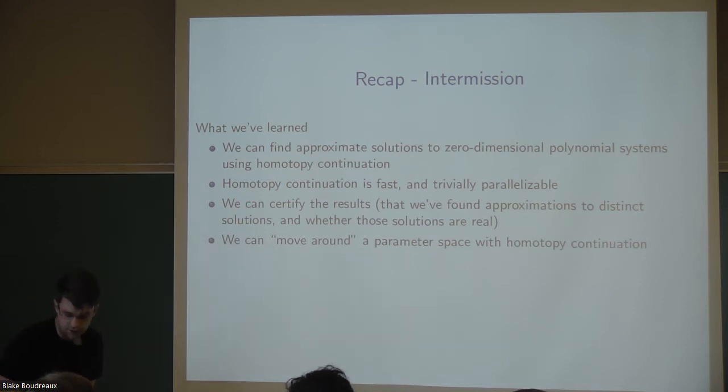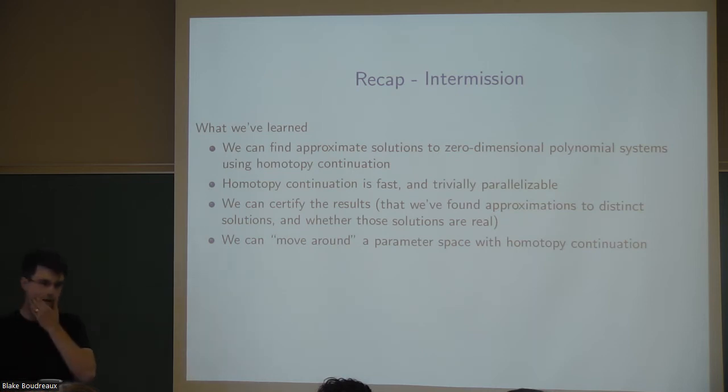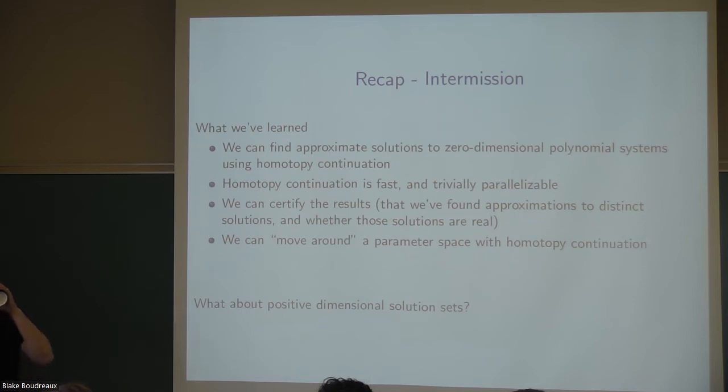So if I'm an algebraic geometer, one thing that this talk has lacked for me so far is how do I handle positive dimensional varieties, right? So 0-dimensional varieties are all well and good for the enumerative geometry, but maybe I'm interested in larger sets. And numerical algebraic geometry has an answer for that as well.